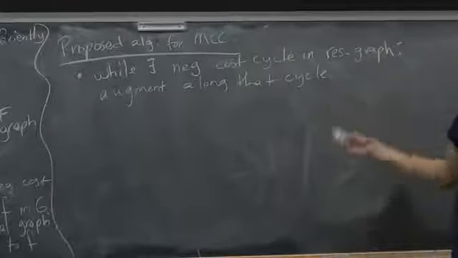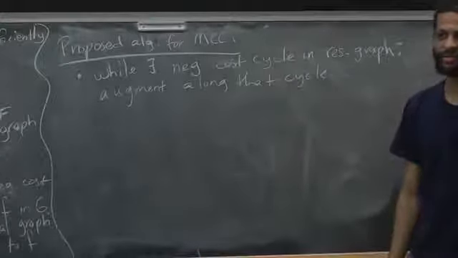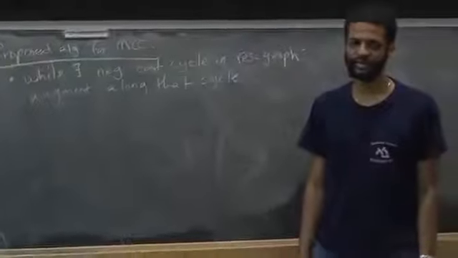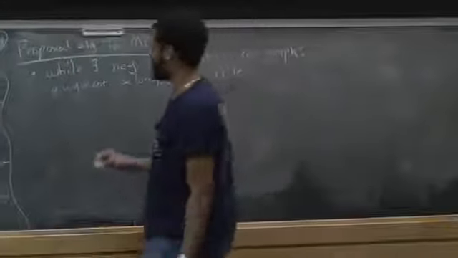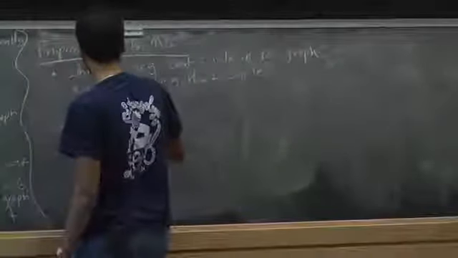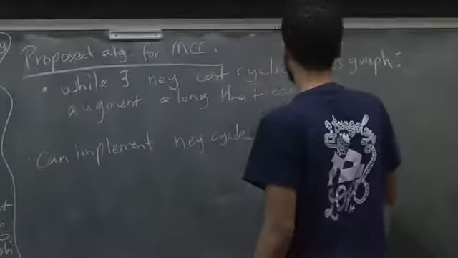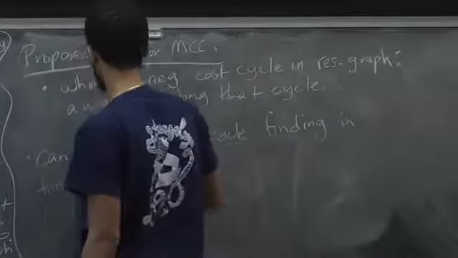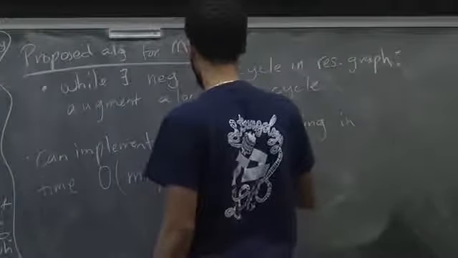How would you actually implement this algorithm? You need to figure out if there's a negative cost cycle and identify it. How would you do this? Do people remember some algorithm? Bellman-Ford. So you can implement negative cycle finding in time of mn. This is Bellman-Ford.